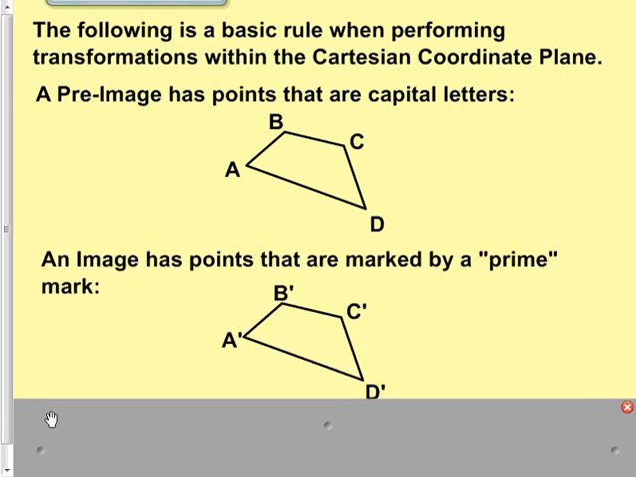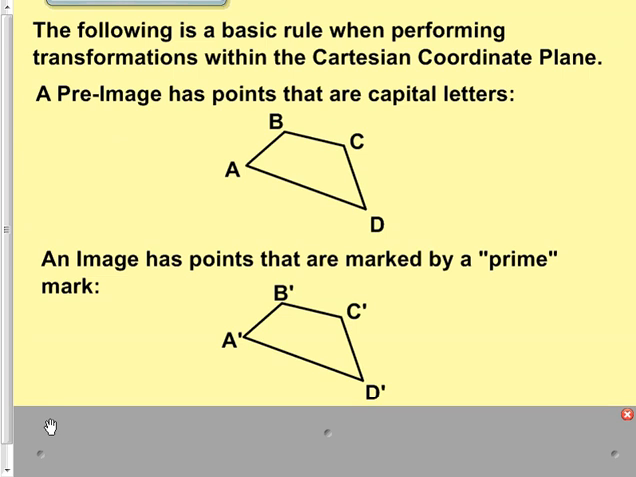However, once a figure has undergone some type of a transformation, be it a translation, a rotation, a reflection, or a dilation, it becomes an image after the transformation has been performed. Once you have an image, they label the figure and they mark them with a prime mark. In the punctuation world, it's what we call an apostrophe. Okay, but in the mathematical world, it's called prime. So quadrilateral A, B, C, D above undergoes some type of a transformation and becomes quadrilateral A prime, B prime, C prime, D prime.